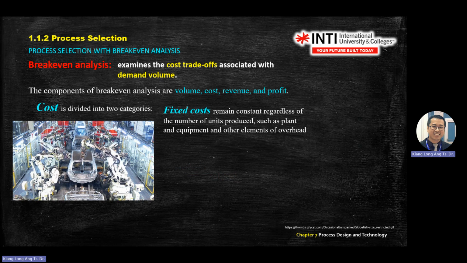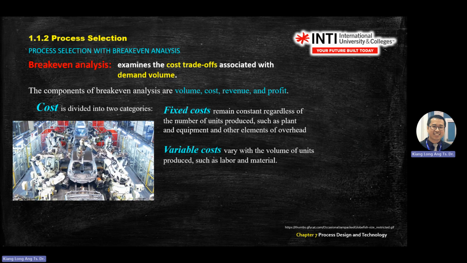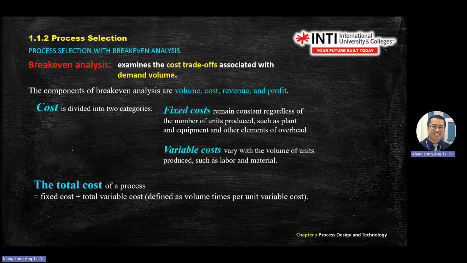So if we talk about cost, we have fixed cost like equipment, variable cost like labor cost. Why does labor cost vary? Because for different expertise we pay differently. Operators are paid differently compared to designers or engineers. So total cost will be a combination of fixed cost and variable cost.